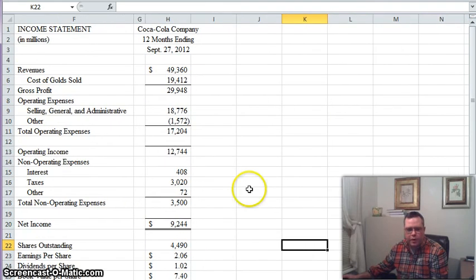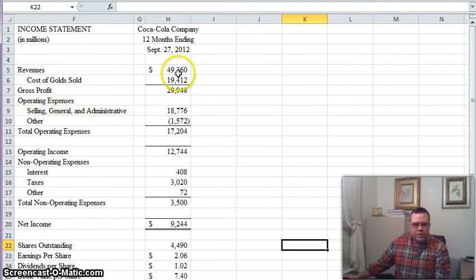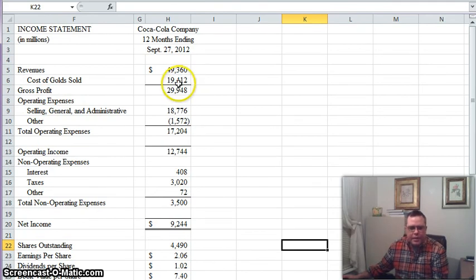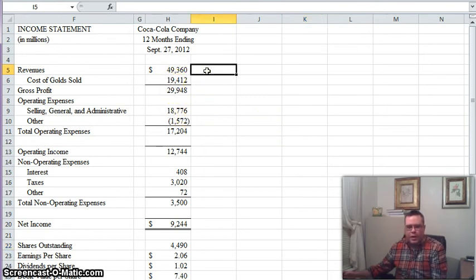Let me scroll over here. So for example, they had 19 billion in cost of goods sold. Is that a lot? Is that a little? It's hard to kind of tell when you're just looking at a raw number. So what we do when we're creating common size statements with the income statement is we divide everything by sales.